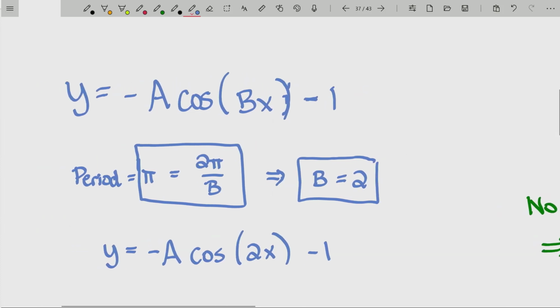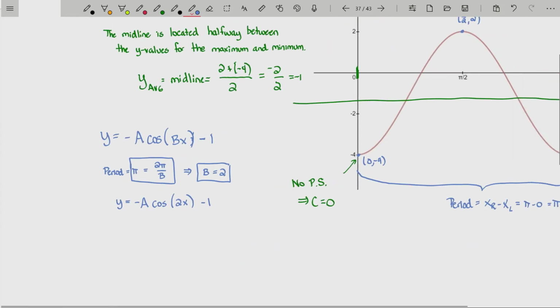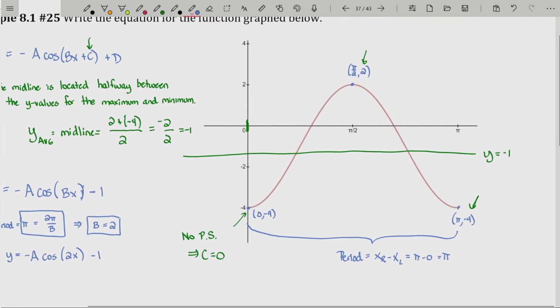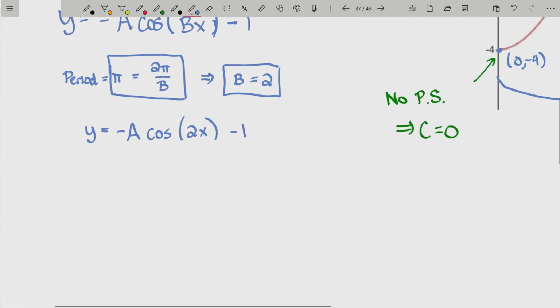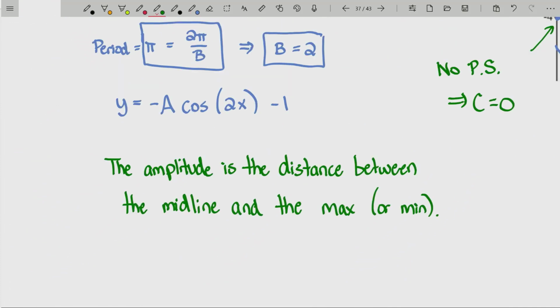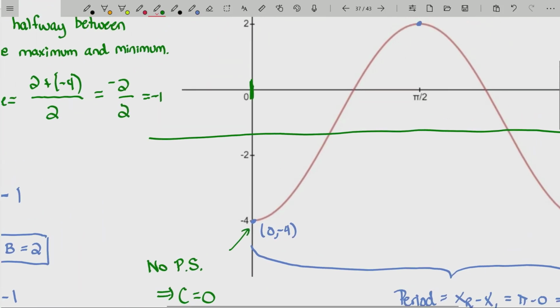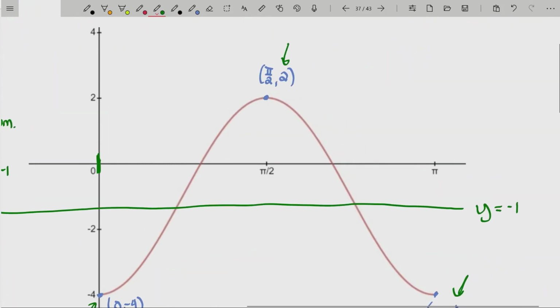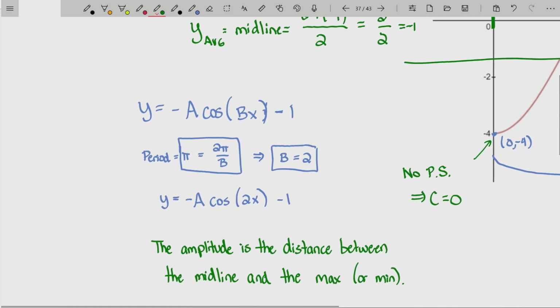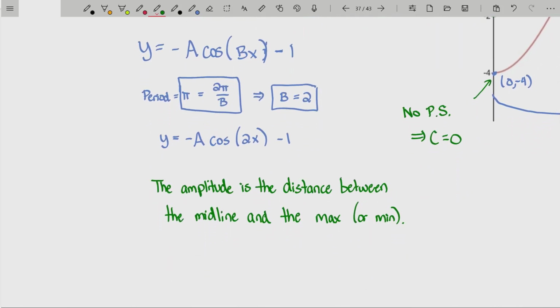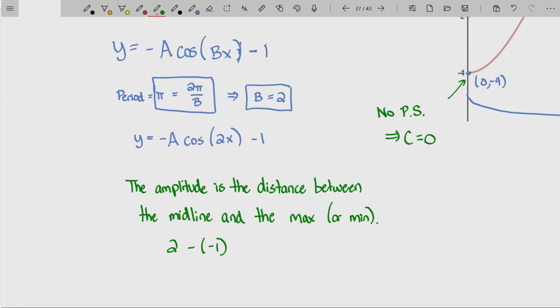Now we just need to know what the amplitude is. Remember, the amplitude is the distance between the midline and a maximum or a minimum. Since it doesn't really matter which, it's the distance between -1 and +2. That's 3 units of distance. So I know the amplitude must be 3. Again, we have a maximum at 2 and our midline at -1, so it's a subtraction. And so there we go.